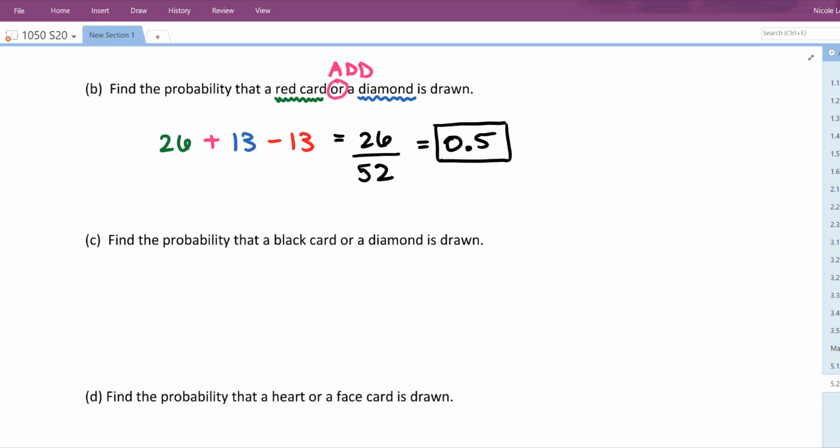For part C, we want to find the probability that a black card or a diamond is drawn. Again, circling our keyword of "or," which tells us to add. The two events that we're dealing with here are black card and diamond.